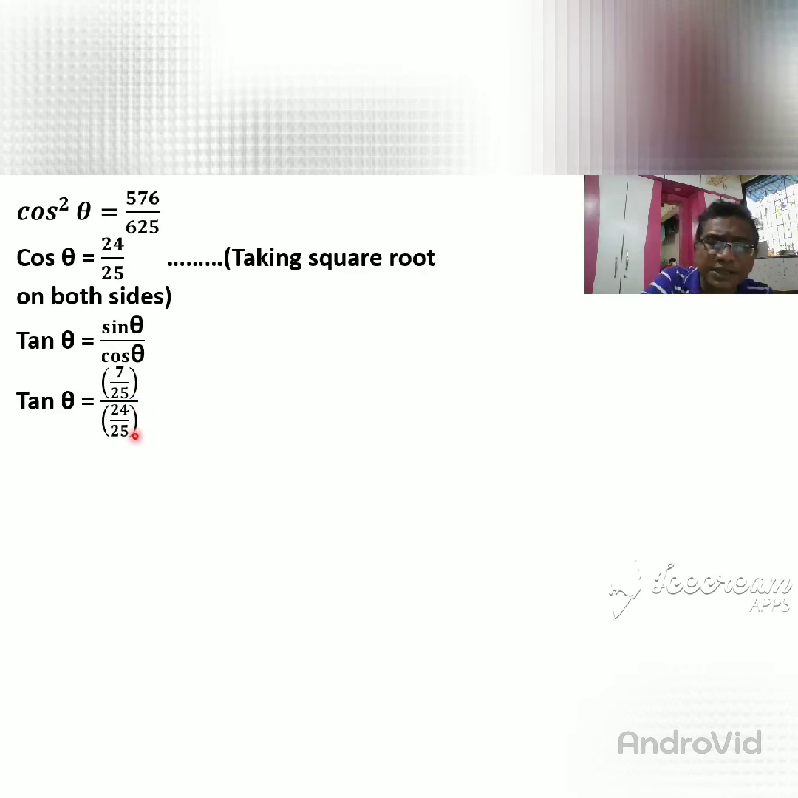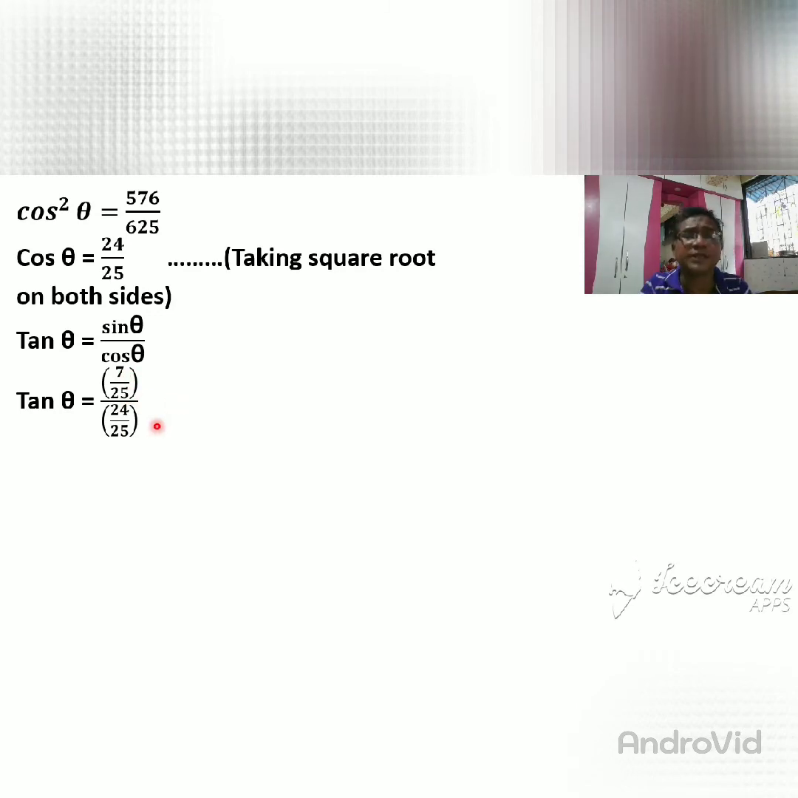So it is very easy to write. Why is it very easy to write? Because tan theta is equal to sin theta upon cos theta is given. So the sin theta value is given to you. What is the sin theta value given? 7 upon 25. Then cos theta. What is the cos theta value given? 24 upon 25. So 7 upon 25 divided by 24 upon 25.